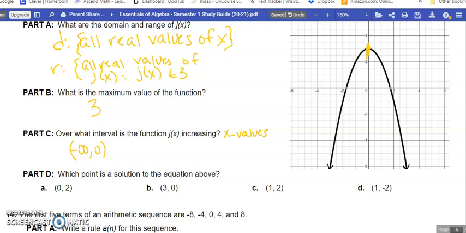You could also word that as an inequality if you wanted to. So like negative infinity less than x less than 0.